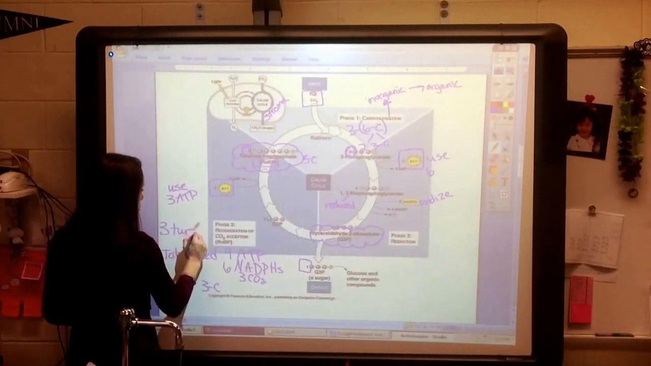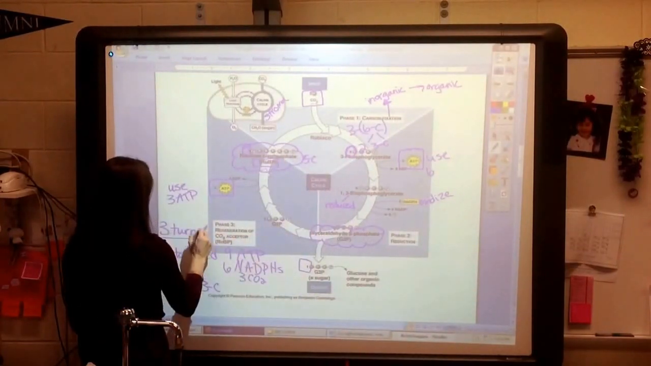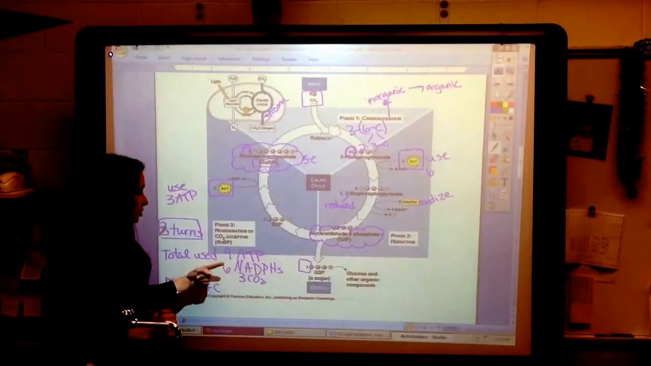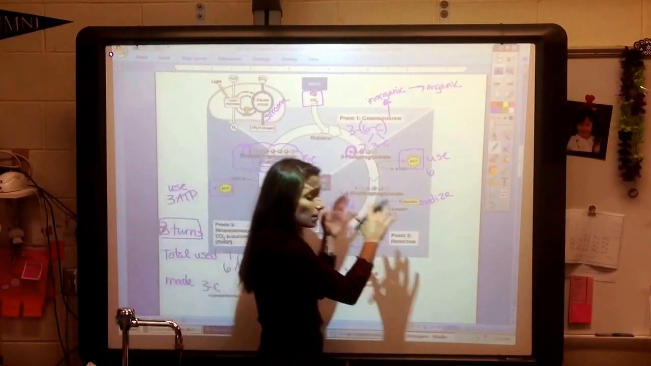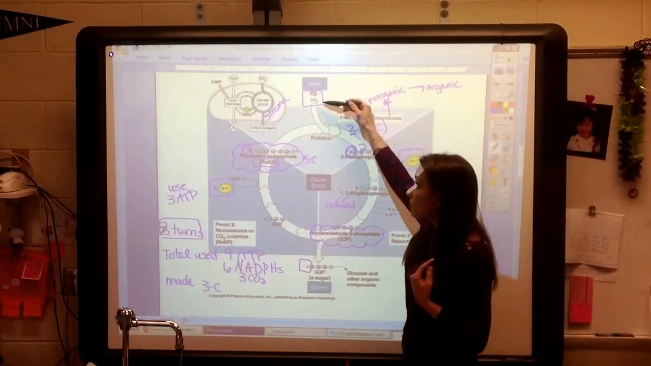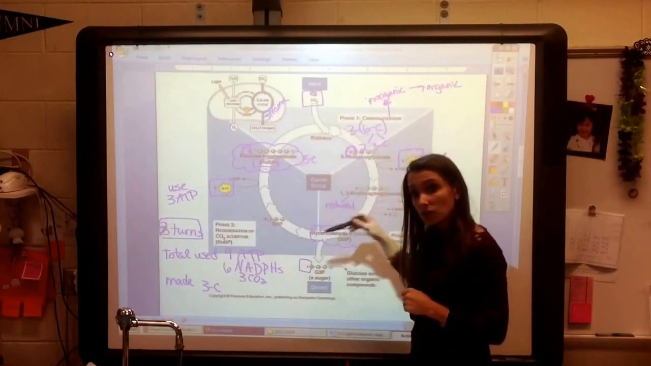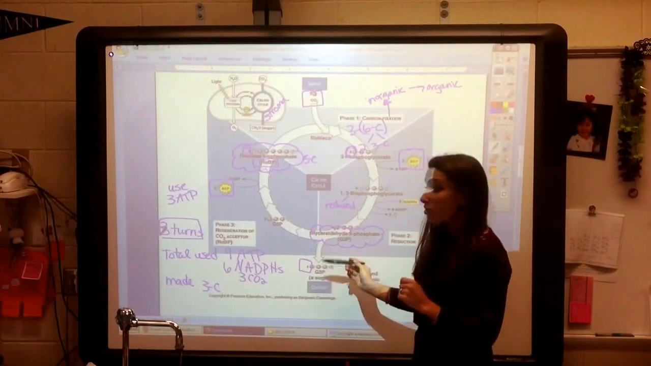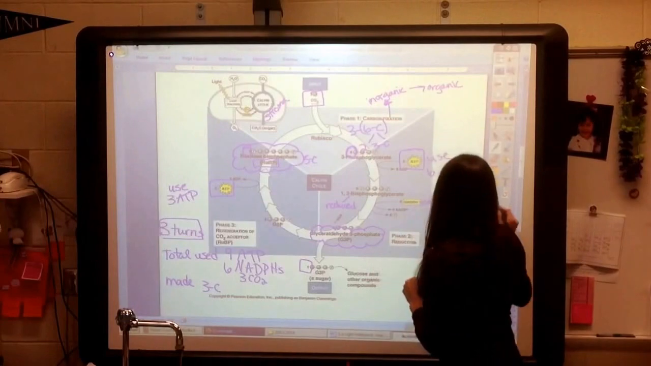3 turns uses 9 ATPs, uses 6 NADPHs, uses 3 CO2s, makes 1 3-carbon compound. So it's a little complicated to track the carbons, but the big point is that you're adding 1 CO2 onto a 5-carbon. This is happening 3 times in a row, and out of those 3 times I get 1 that I get to keep. The rest of these get regenerated into our 5-carbon compound.